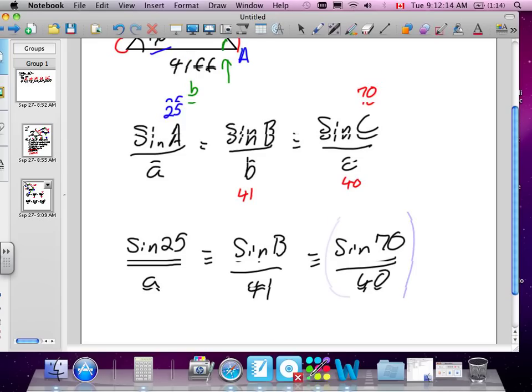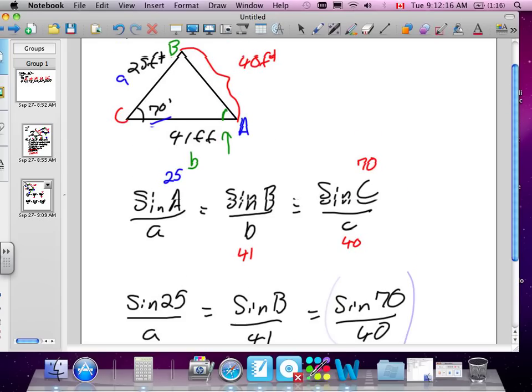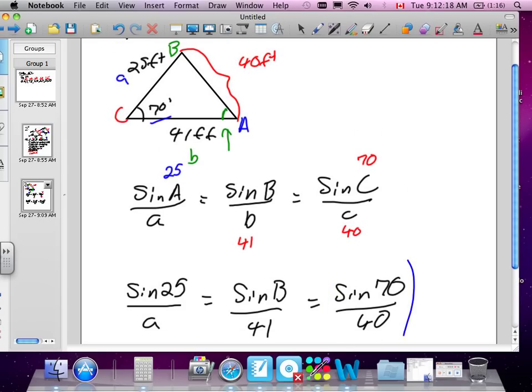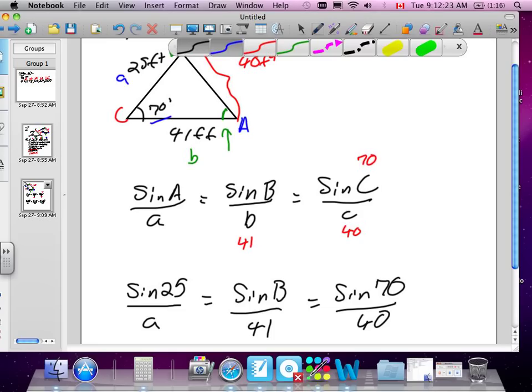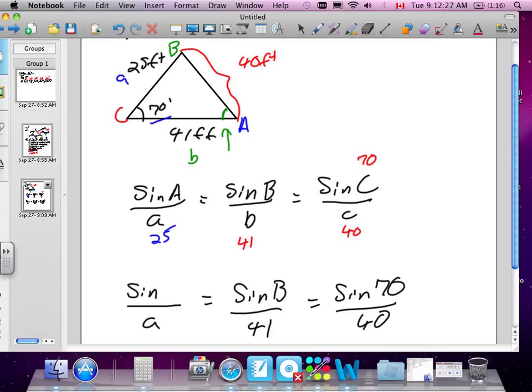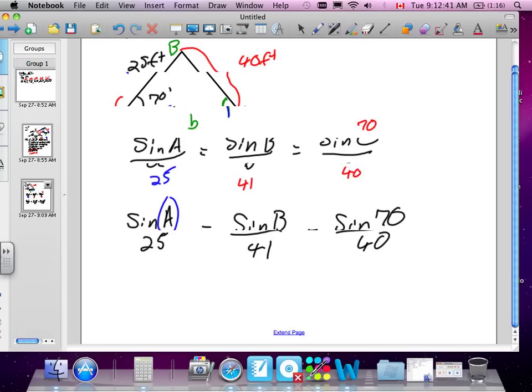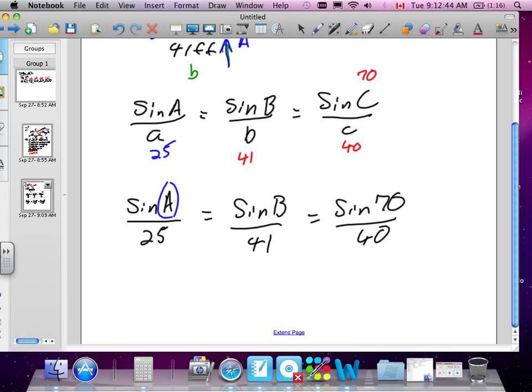Oh, gentlemen, I plugged something in wrong here, if you notice. This 25 should be here. It's not the angle that's 25. It's all right. So we're trying to actually solve for angle A, which is that variable there. So what that means is I actually don't need the middle ratio, sine B divided by 41. That's unimportant to this question.